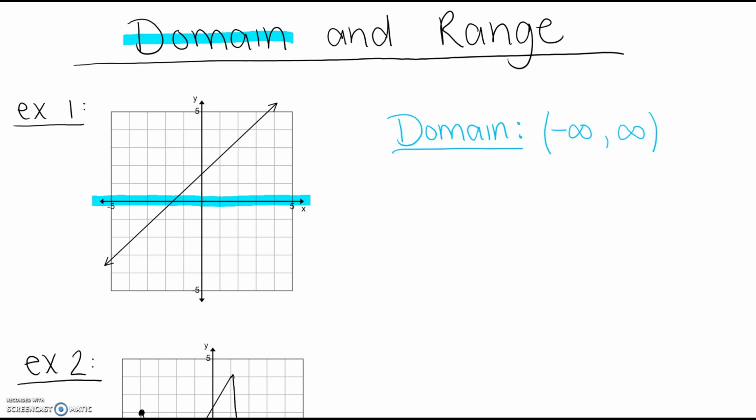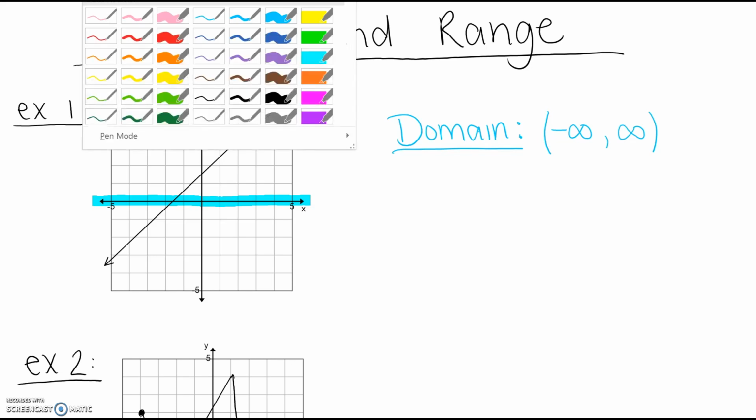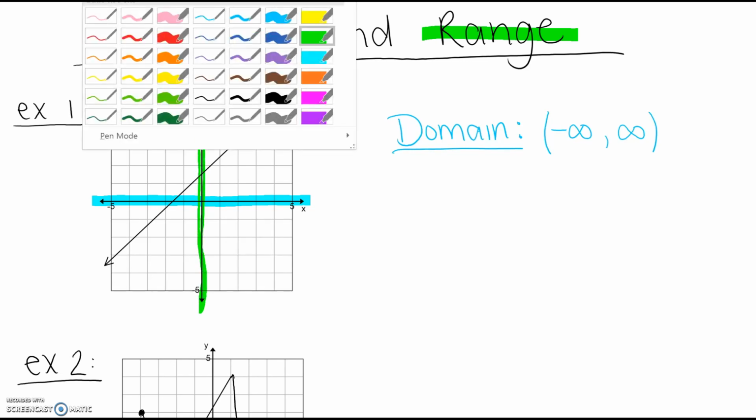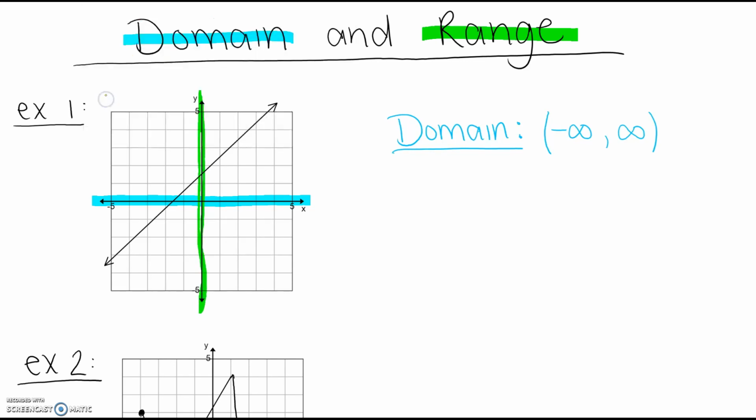So now our range. Let's use green. When you see range, you need to be thinking of your y values. Sorry, guys. So y values are your range. Again, you need to start with your lowest, and this is where a lot of students mess up.